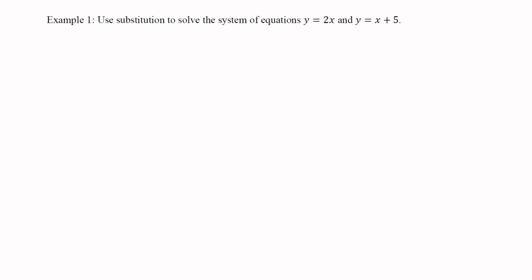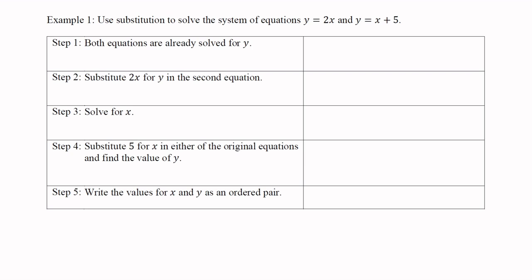So let's use substitution to solve the system of equations listed here. Now we don't have to solve for a variable because both are already solved for y. So since both equations are already solved for y, we have y equals 2x as one of them, and y equals x plus 5 as the other. So let's substitute 2x in for y in the second equation. So since y equals 2x, I can put 2x in place of y. Now I'm going to solve this for x by subtracting x from each side. So when I subtract x from each side, I get x equals 5.